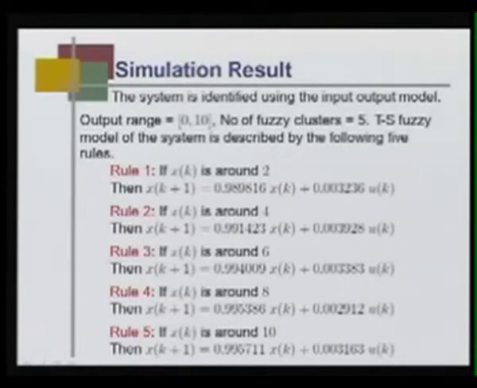The T-S fuzzy model of the system is described by the following 5 rules. Rule 1: if x(k) is around 2, then x(k+1) is 0.98 x(k) plus 0.0032 u(k), and so on. Rule 2: if x(k) is around 4, then x(k+1) is 0.991423 x(k) plus 0.003928 u(k). Like that, you can easily see that although the B matrix is varying, it is almost similar. That is why the method that we described is also applicable here.